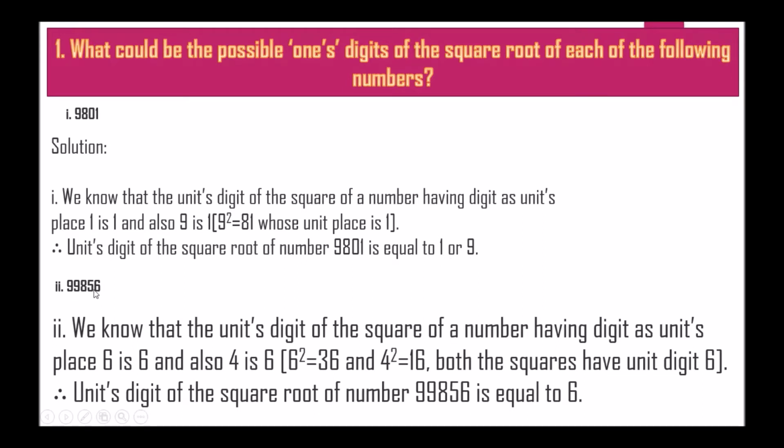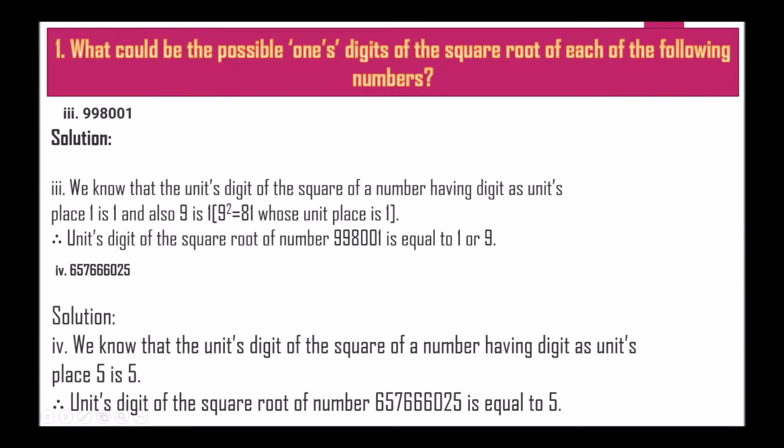Next, 99,856. So we know that the unit digits of a square of a number having units place 6 is 6 and also 4 is 6. So 6 square equals to 36 and 4 square equals to 16. Both the squares have unit digit 6. So units digit of square root of number 99,856 is equal to 6.